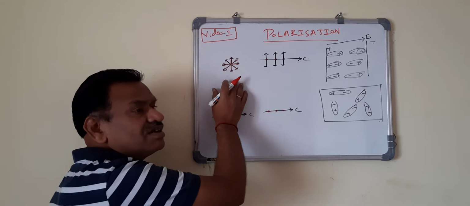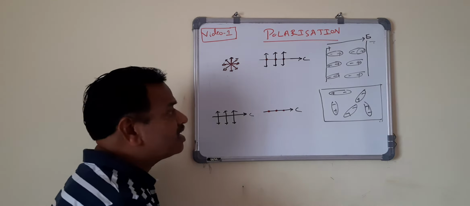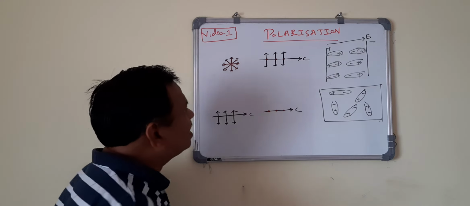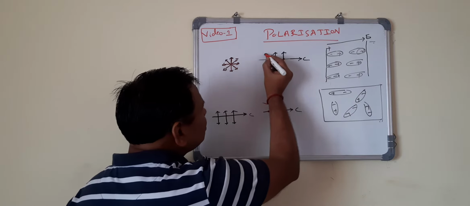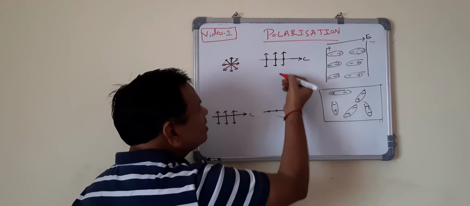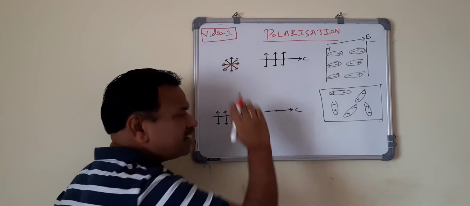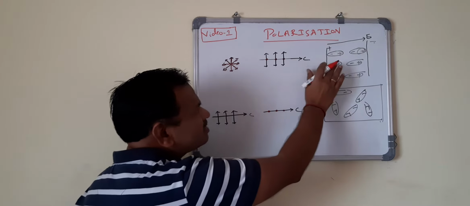Unpolarized wave here. Unpolarized source of light. Come to this. Here also you see, one set of waves are propagating like this. They are vibrating in a direction that is what? Like this, perpendicular to the direction of the speed of the light. The wave is traveling in this direction.